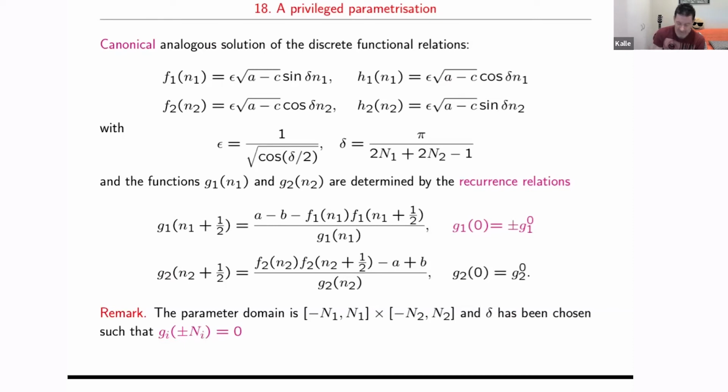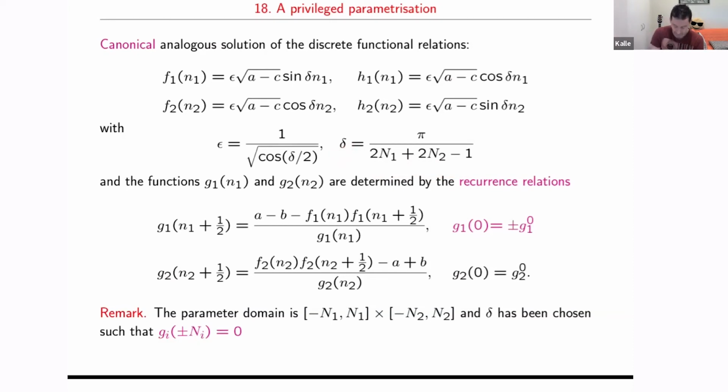And so the parameter domain here is, again, a rectangle for each half discrete ellipsoid. And at the endpoints, those functions should vanish. You can only do this if you choose your spacing, the lattice parameter delta, appropriately. So that delta actually depends on the choice of N1 and N2. So you can see if you increase the number of N1 and N2, the number of points, then delta becomes smaller, which is exactly what we want.